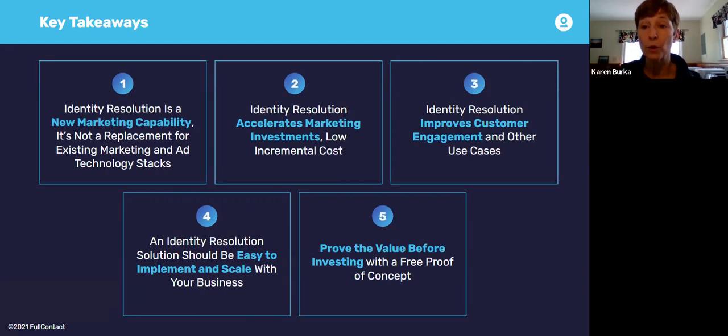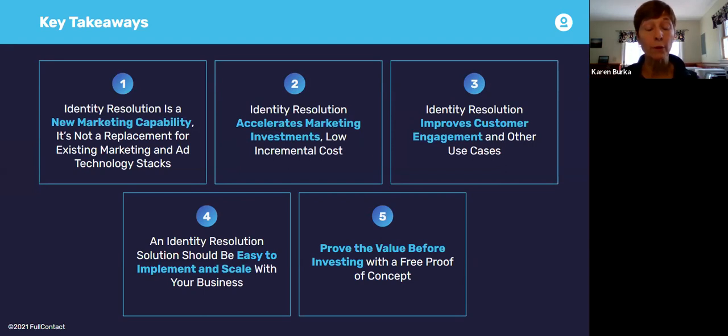3, identity resolution improves customer engagement and other use cases. That goes along with what we've been saying: when you get a more relevant message, when you can recognize that person on your website or calling your call center, they're going to engage with you more because you're speaking to their needs and in ways that are authentic for those customers. 4, an identity resolution solution should be easy to implement and scale with your business.